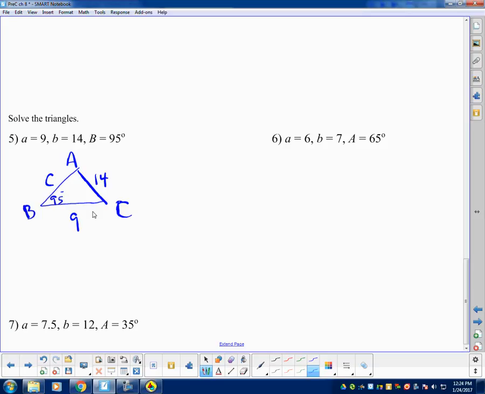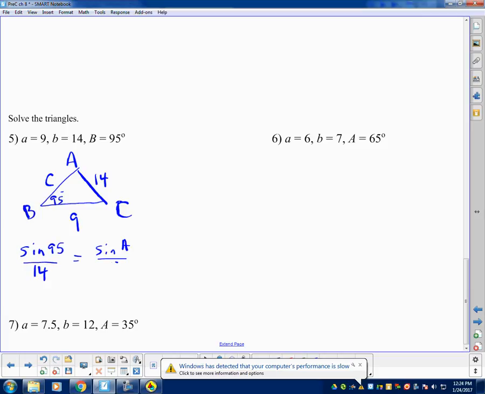Okay. So we have sine 95 over 14 equals sine A over 9, right? So sine of 95 over 14 equals sine of A over 9. So we're just going to find the angle. That was our first step up there in the instructions. Get the angle, okay? Just get the angle and we'll go from there. So once again, you might not know exactly what this picture looks like until you go through this process. I don't know for sure that 9 is longer than C as it looks in my picture. I don't know that yet, but we'll find out.